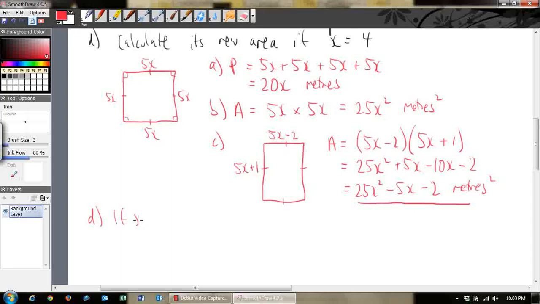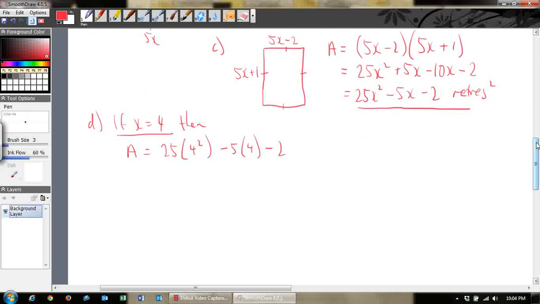So if x is equal to 4, what the question is asking me to do is to substitute x equals 4 into my expression for the area. So if x is equal to 4, then the area will be equal to, instead of writing x, I'm going to write 4: 25 times 4 squared minus 5 times 4 minus 2. This looks like a bit of a horrible calculation, but let's do it. So this is 25 times 16 minus 20 minus 2.